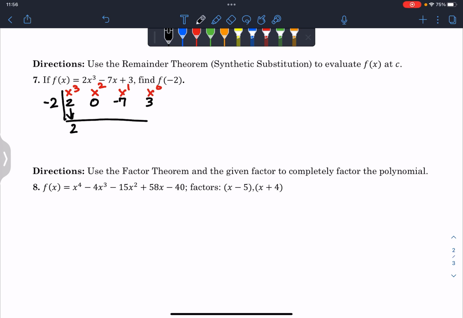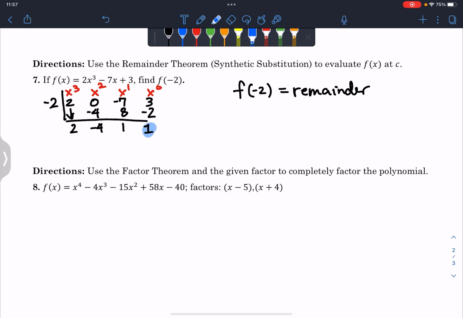So bringing down the 2, I will multiply 2 with negative 2, add that with 0. Now multiply negative 4 with negative 2, add that with negative 7, and then multiply again 1 with negative 2, and add that with 3, I end up with 1. So the value of f of negative 2, remember, is going to equal my remainder using this technique. And since the remainder is 1, that is my answer. F of negative 2 equals positive 1.